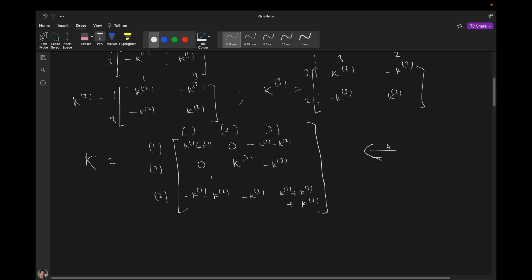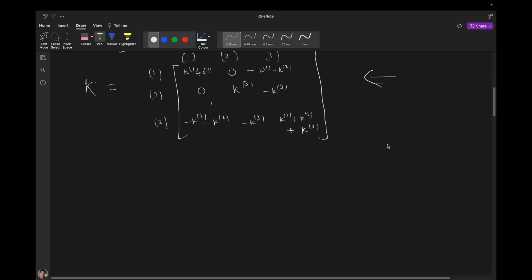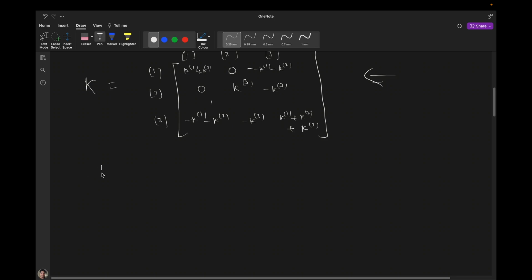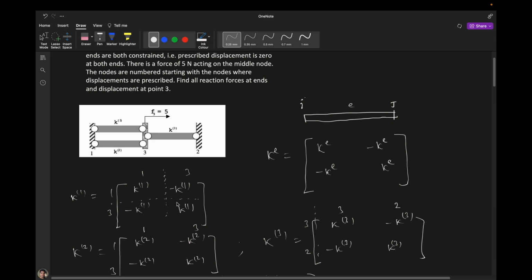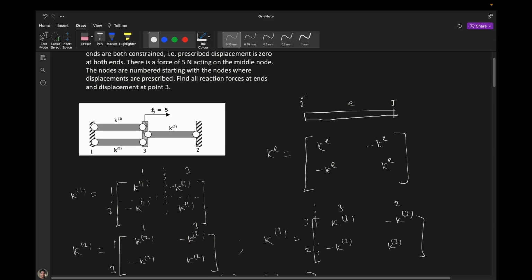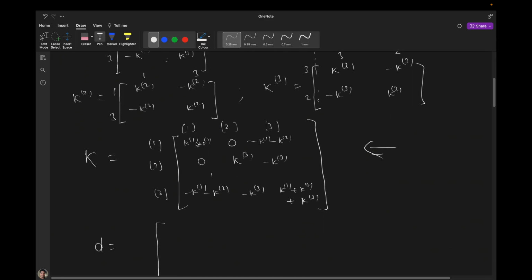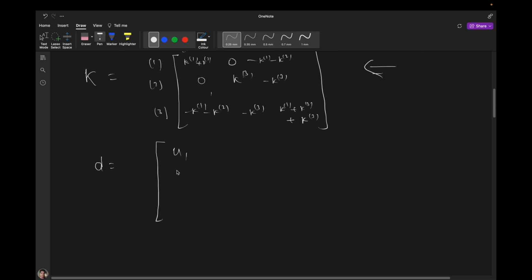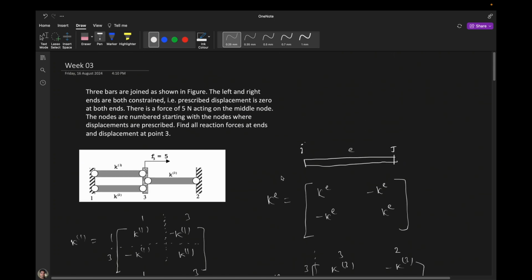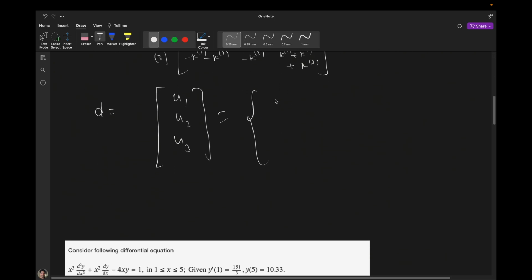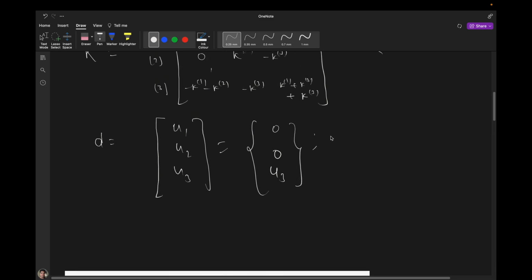Okay, now what I have to do is I have to also write the nodal displacement matrix. So what should be the nodal displacement matrix? Here it is clear that node 1 and 2 are fixed. So if I want to write u1 u2 u3, I already know that 1 and 2 are fixed, so I can write 0 0. Okay, and u3 I don't know, so what will I write? u3 as a variable.